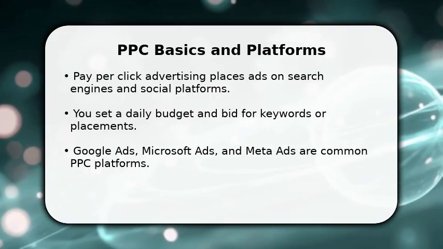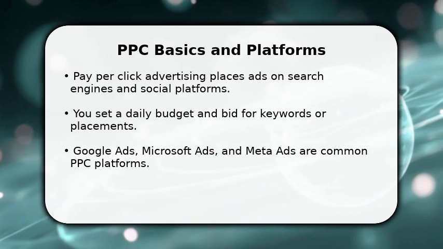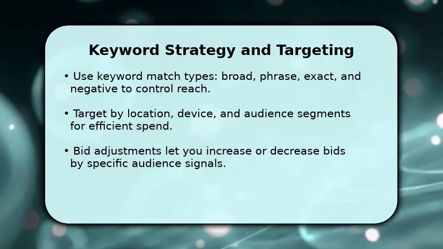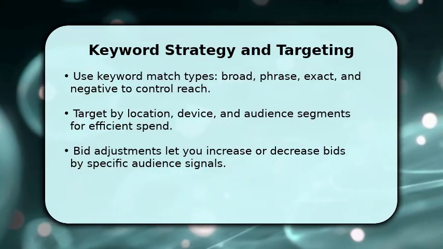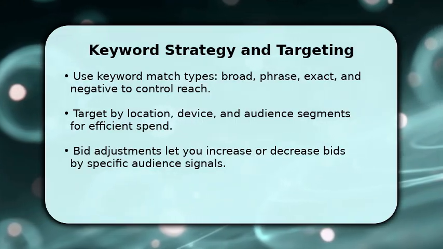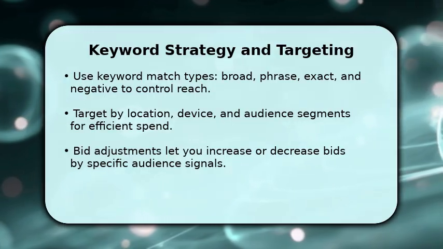Campaign structure separates account, campaigns, ad groups, and ads for clear management and reporting. Use keyword match types: broad, phrase, exact, and negative to control reach. Start with research tools to find keywords that match intent and volume. Group related keywords into focused ad groups for better relevance and quality score.